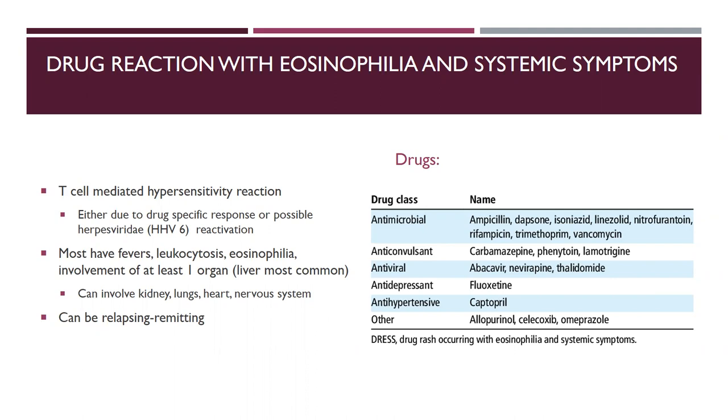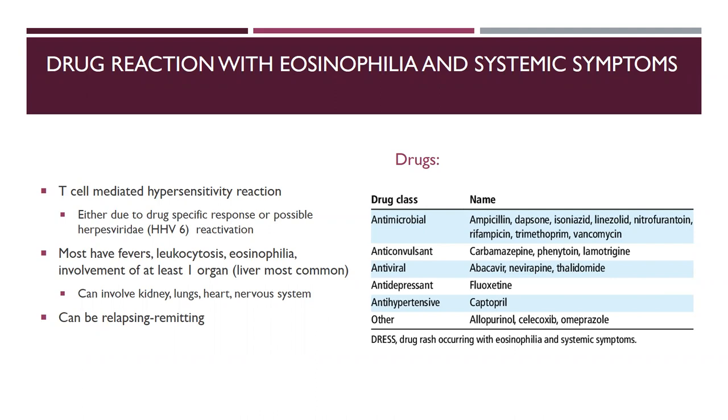Most of them will have fevers with leukocytosis. Eosinophilia is kind of a hallmark feature, hence it being in the name. And it will involve at least one other organ. The liver is the most common, and usually has just some mildly elevated LFTs, but can progress to full-blown liver failure. It can also involve the kidneys, anywhere from just mild proteinuria like this case had, to full-blown renal failure as well. Lungs can get an interstitial pneumonitis type picture from it. The heart can get some myocarditis, and then they can get some neuropathy from it.